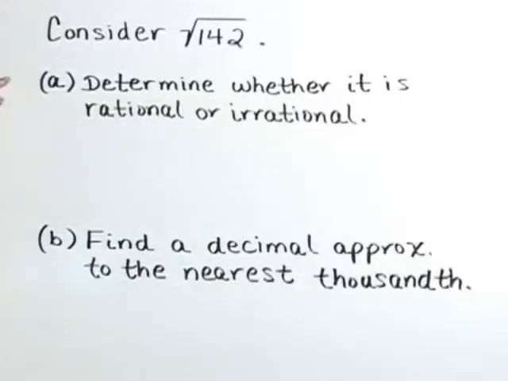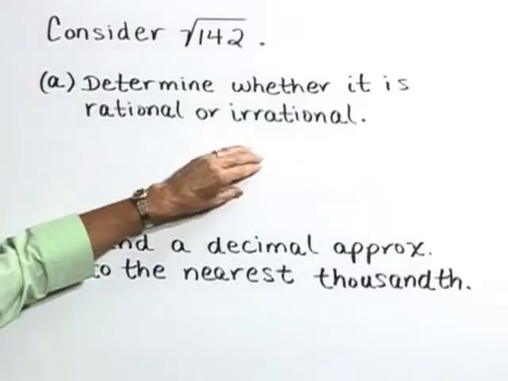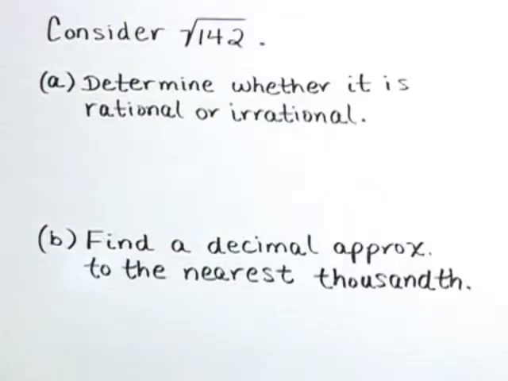Consider the square root of 142. In part A, we want to determine whether it is rational or irrational. Remember that rational numbers can be written as fractions. Irrational numbers aren't so nice. They cannot be written as fractions of integer valued numbers.